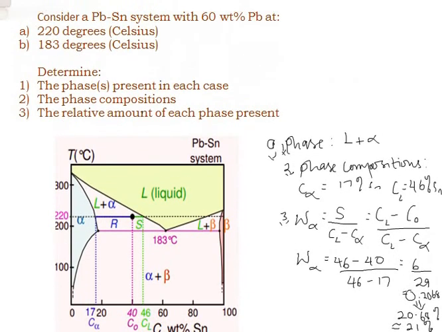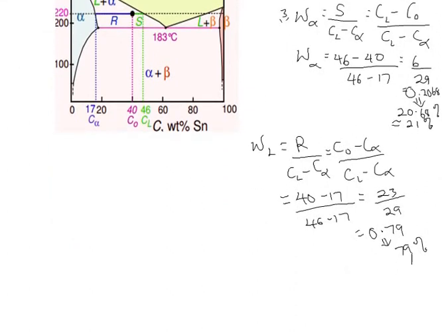Now, for the second instance, we're told that we should determine all these answers 1, 2, and 3 for a temperature of 183 degrees Celsius at the same reference point of 68% lead, which is the same as 48% tin. So we come down here and we say at 183 degrees Celsius, as depicted in the picture with the light purple line, it actually stretches and touches two boundaries, the alpha boundary and the beta boundary. Therefore, our two-phase region is the alpha plus beta region. So for scenario B, our phase is alpha plus beta.